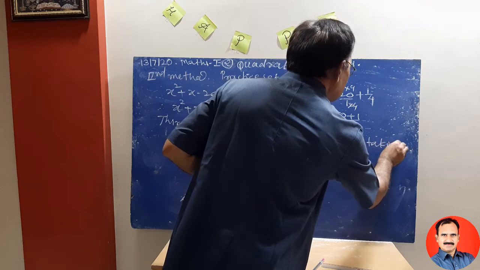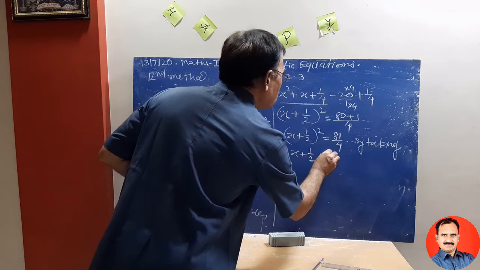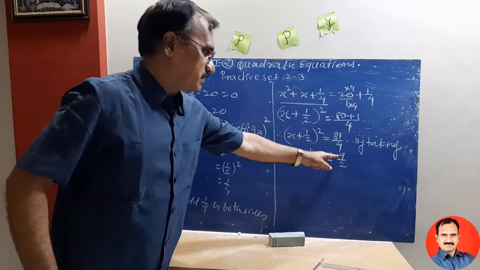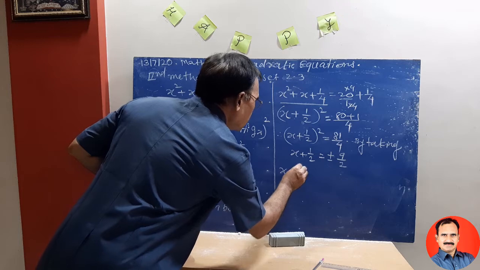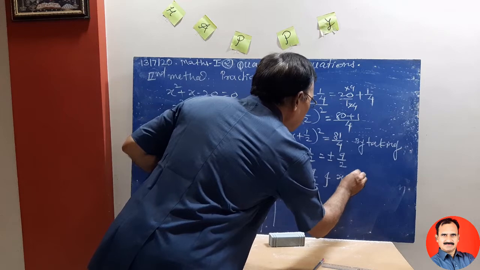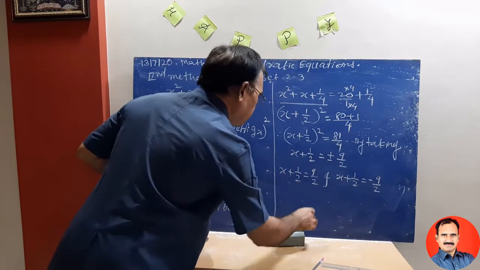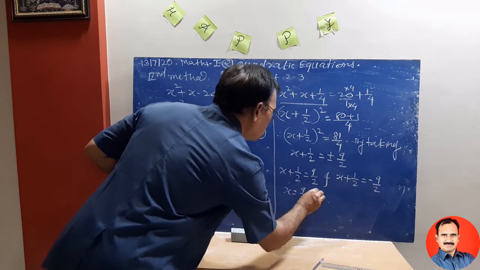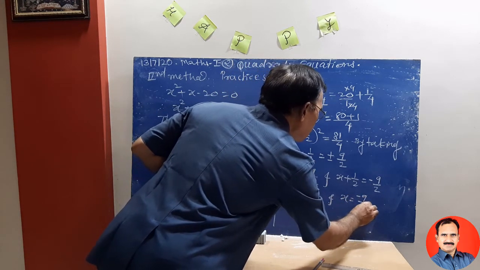By taking square root of both sides, we get x plus half is equal to plus or minus 9 upon 2. The root of 81 is 9 and the root of 4 is 2. Again we can write x plus half is equal to 9 upon 2 and x plus half is equal to minus 9 upon 2. Take half to the other side, it becomes minus. x is equal to 9 upon 2 minus half, and here also x is equal to minus 9 upon 2 minus half.